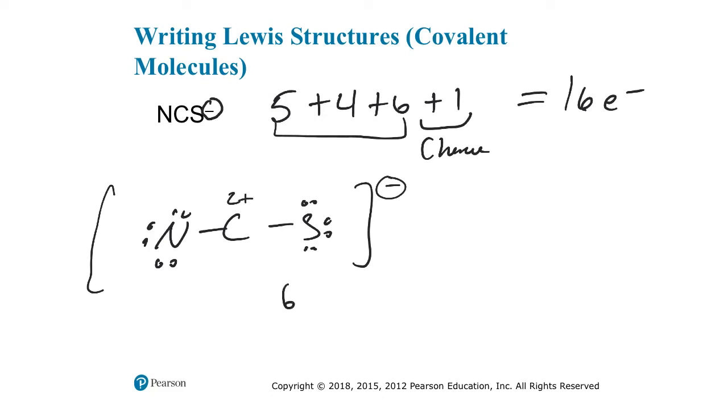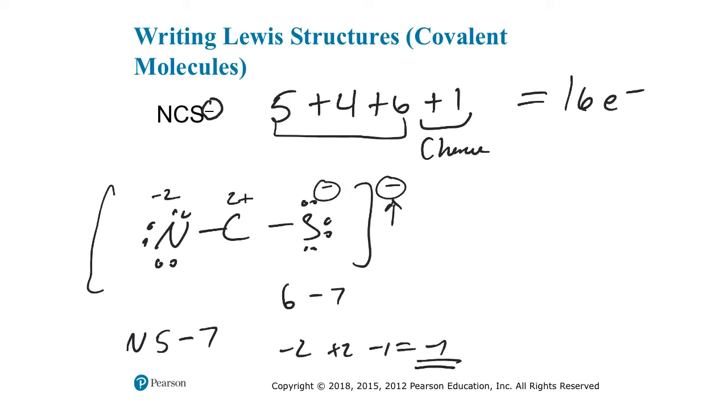Sulfur should have 6 valence electrons. It has 7 surrounding it. That's a minus. Nitrogen should have 5 electrons surrounding it. It has 7. So we have a minus 2. Now notice the minus 2 plus 2 minus 1. If you sum up the formal charges of all the atoms distributed in your molecule, you should calculate the charge on the molecule or the ion. So minus 2 plus 2 minus 1 equals minus 1. So that's checking out. Okay, now, but we still have a problem with our structure.